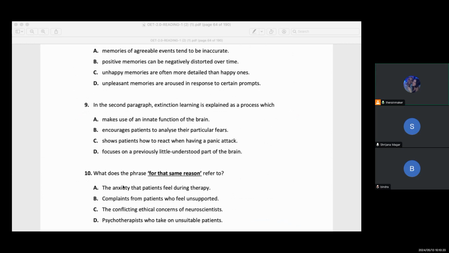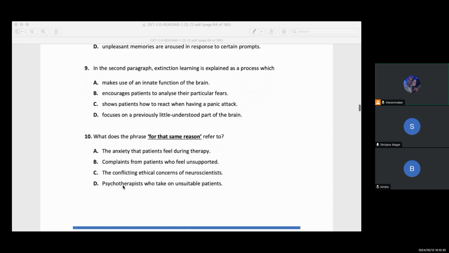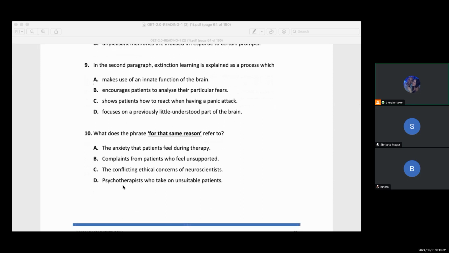They're not talking about D, they're not talking about C, they're not talking about B. There's only one option. B, C, D सबै wrong छ A मात्रै correct. त्यसमा For that same reason भनेको के हो? What is the meaning of for that same reason?